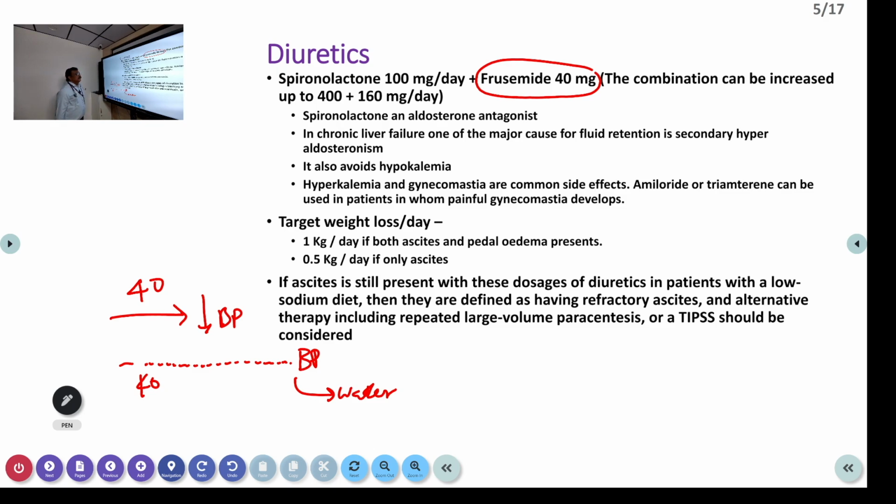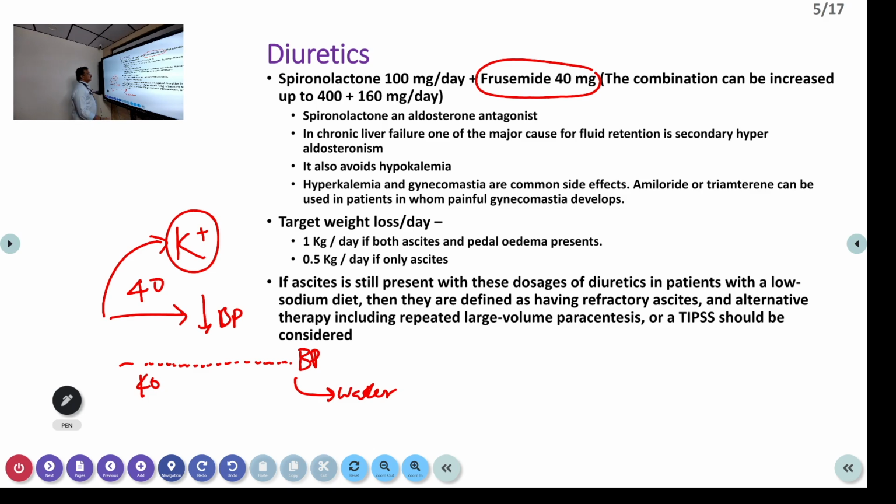Lasix is a very good diuretic, but there are some issues with it. It can remove the potassium also. Lasix also removes the potassium. So that is very important. We don't want that to occur because hypokalemia is one of the important reasons for precipitation of hepatic encephalopathy.